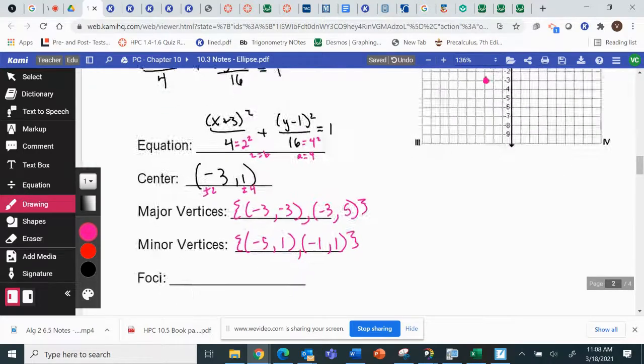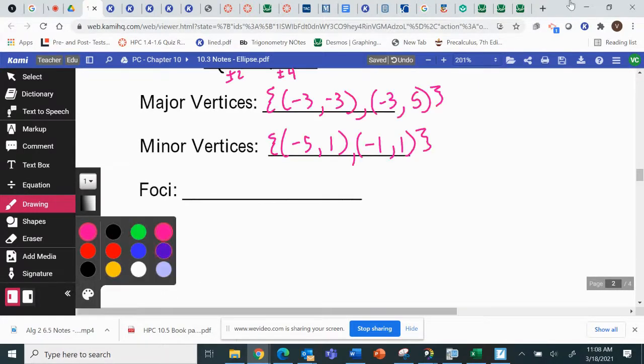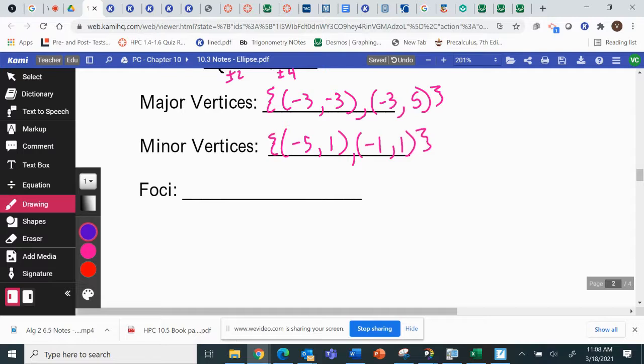Okay, and then we just have our foci. And if you don't remember what A or B is, you have to subtract them so they come out with a positive answer. So the only way I can subtract to come out with a positive answer is 16 minus 4. I get square root of 12. Is that simplified? No. Wouldn't it be 3 squared? 2 radical 3. 2 square root 3.